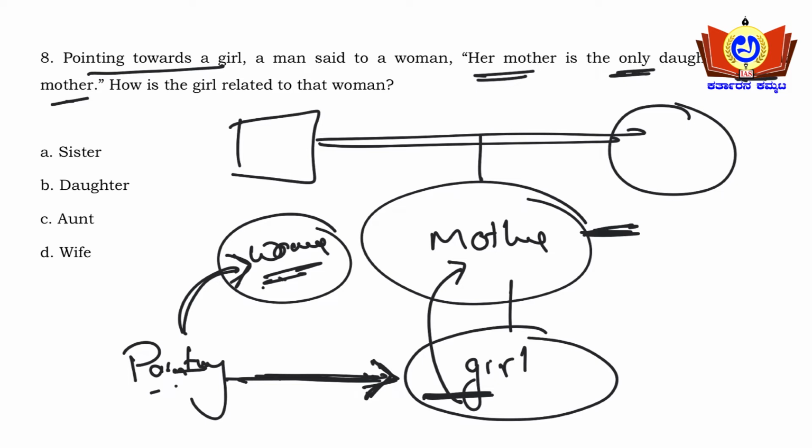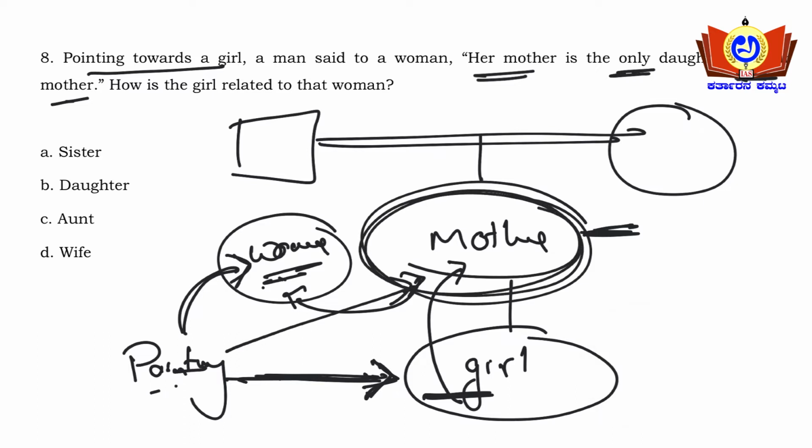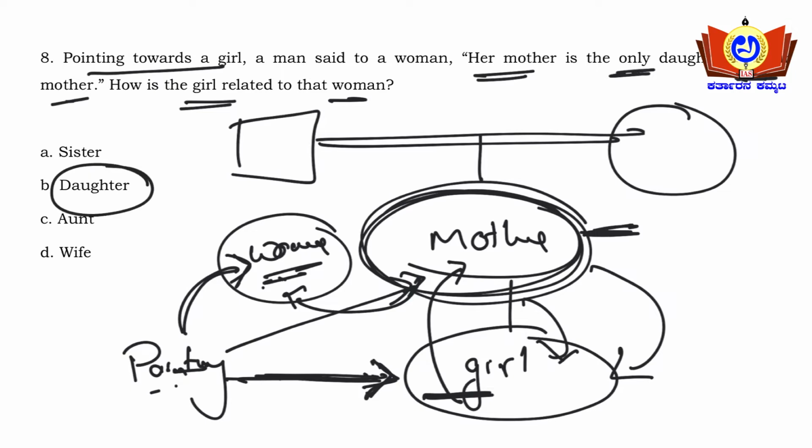Okay, see, only daughter and woman will be overlapping here. Hence, this man is pointing to this mother and telling about this girl here. So how is the girl related to that woman? The girl is the daughter here. Option B is the right answer here. Simply, they have made the statements confusing, my dear friends. So you need to break it down and then solve it. Option B is the right answer.